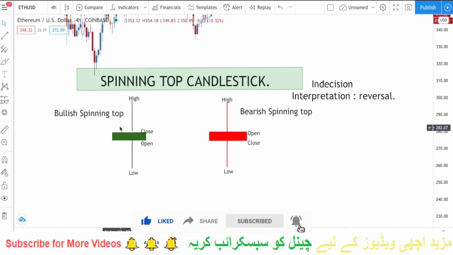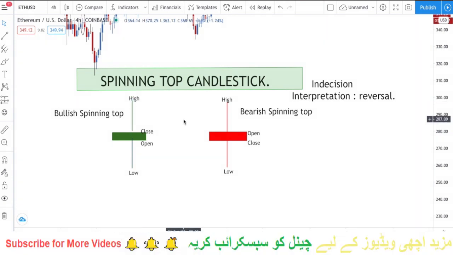Same is for the buyers. The buyers tried very hard to push the price upwards, but couldn't maintain the price. The spinning top candle can be bullish or bearish, it doesn't matter. When the spinning top candle is formed on the chart, it means that there is indecision in the market. Neither the sellers want to dominate, nor the buyers want to dominate. A wait and watch scenario is going on.